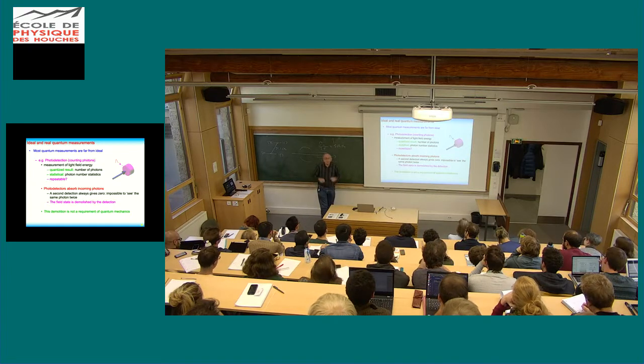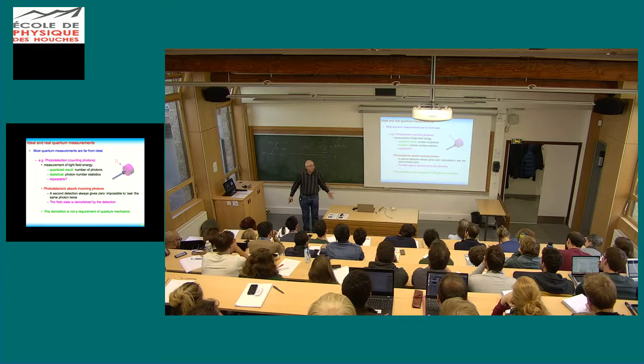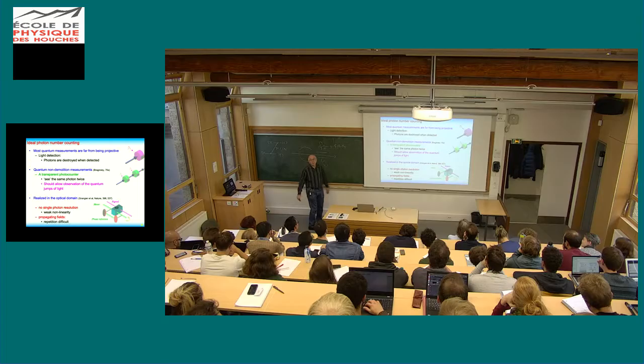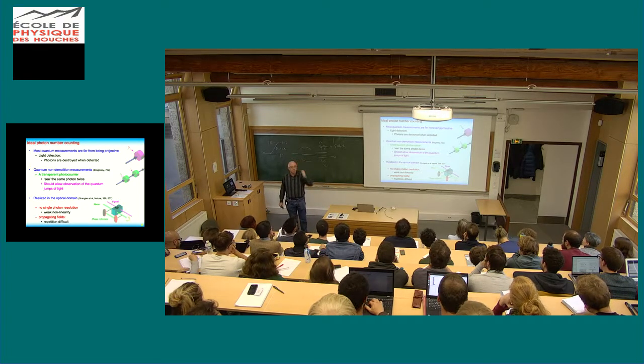So, photodetectors are very bad, very crude detectors. They destroy the system they measure. Can we do better? There has been a huge literature originating in Braginsky writing in the 70s in the context of gravitational wave detection. In principle, yes, you can.